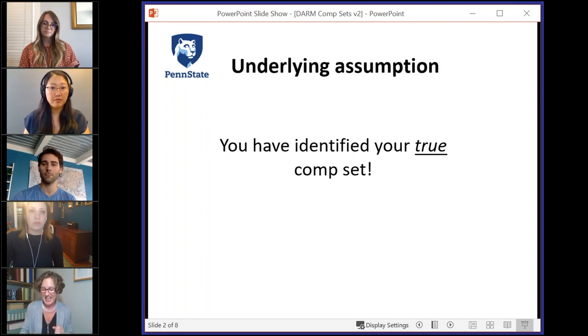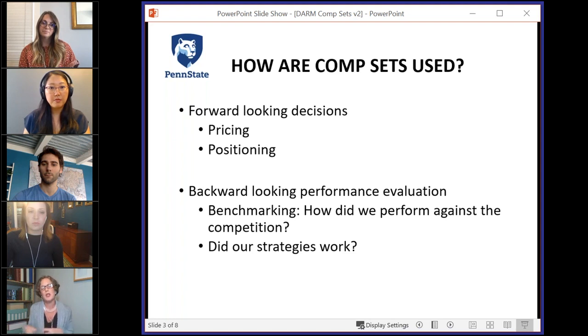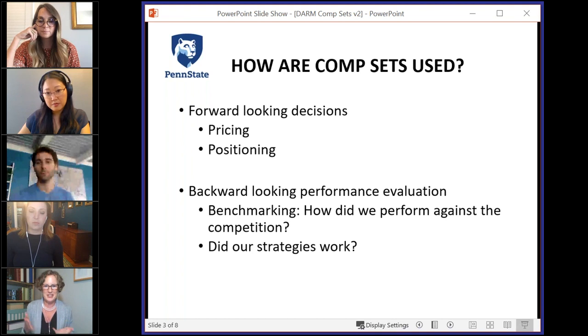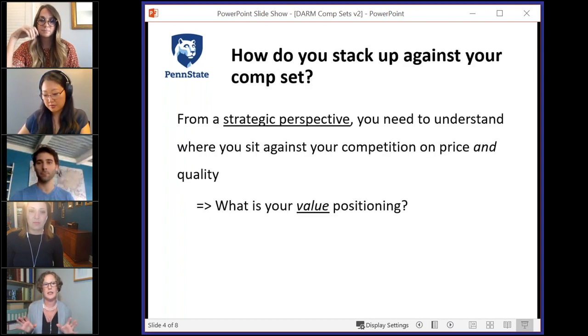So with that caveat said, when I think about using comp sets, I really think about using them from two different perspectives. One is to support forward-looking decisions, and the other is to support backward-looking performance evaluation. As you can see on the slide, forward-looking decisions really revolve around future pricing and positioning in the market. Backward-looking performance evaluation, bluntly put, is: did our strategies work in the marketplace? So let me start with forward-looking decisions, which I see from two perspectives.